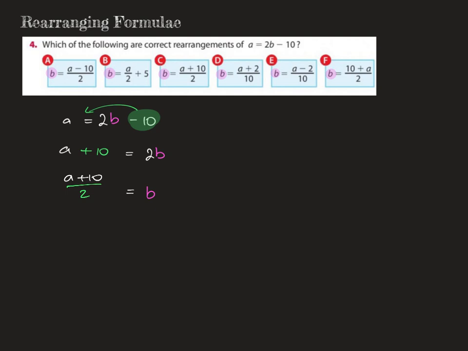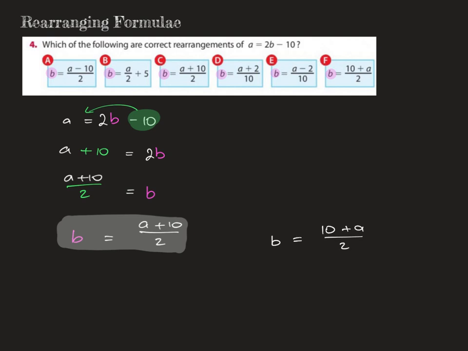Now, that's one answer, but I'm just going to rearrange that so you can put the B in front. So B is equal to A plus 10 divided by 2. Like I said, that's one answer. Another variation of that would be B is equal to 10 plus A divided by 2. So I just rearrange my terms. They're the exact same thing.